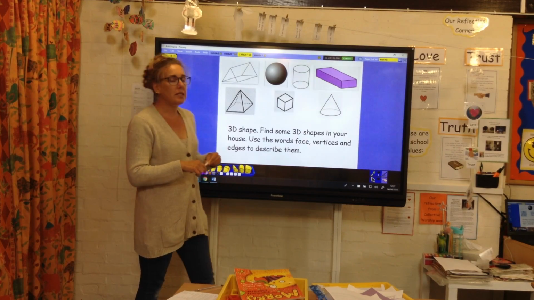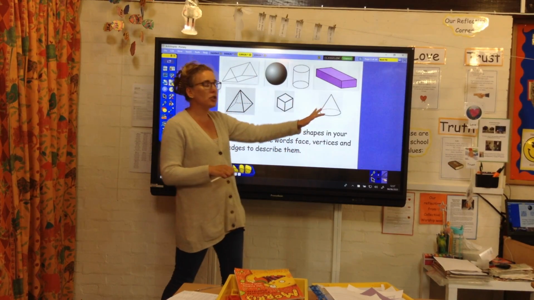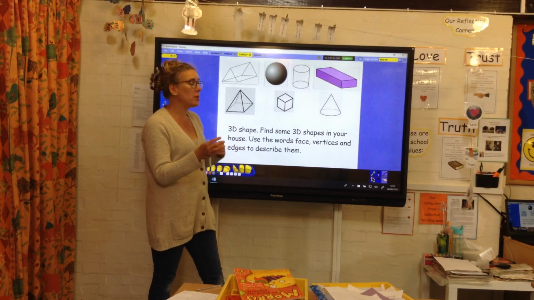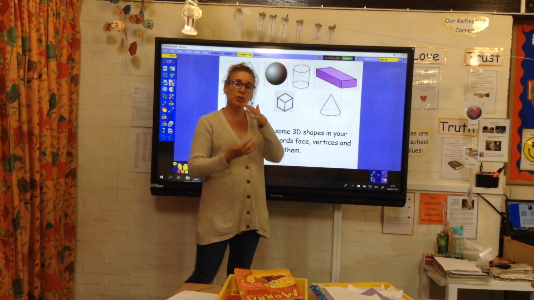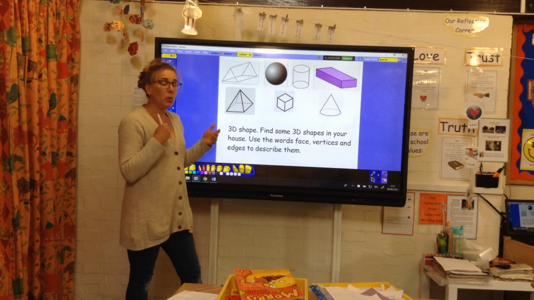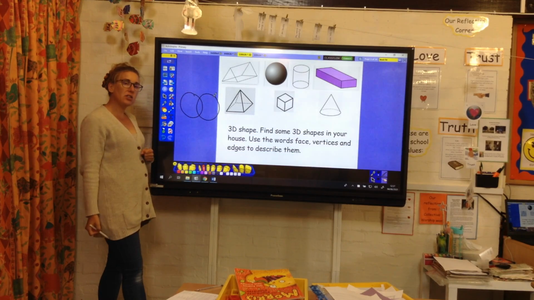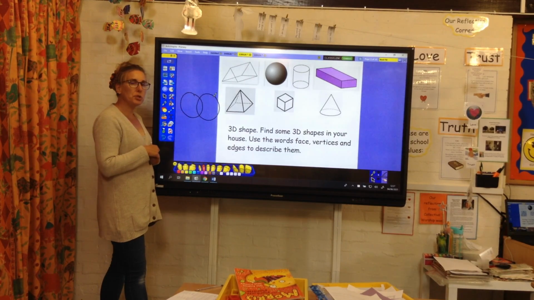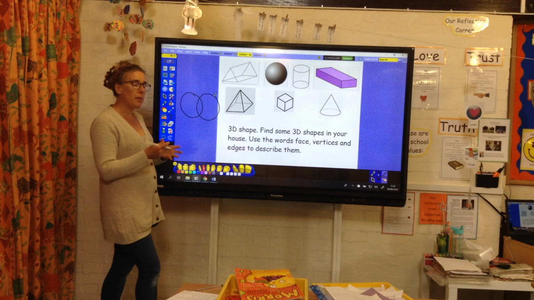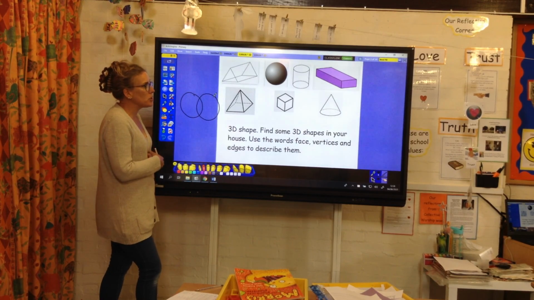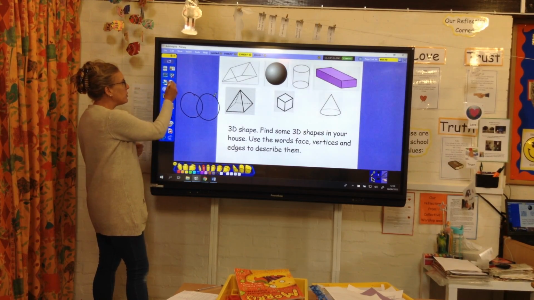Today you're looking for some 3D shapes, so go on a little journey around your house, see what objects you can find and which of these shapes they are. Try describing them, so using those words face, edge and vertice to make sure you're describing the shapes carefully. When you've had a go at that, you might, a bit like last week, want to draw a bit of a Venn diagram and think about how you could sort some of the shapes out. So think about how you might sort them, maybe by the size of the shape of their faces. Maybe you could sort them by the number of vertices they've got. So think about how you want to sort them and where you would put those shapes.